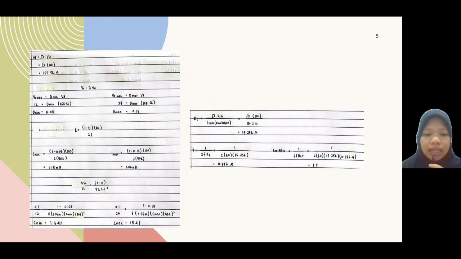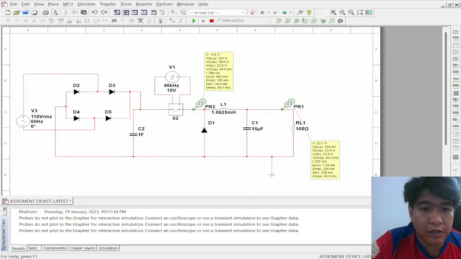Then we need to find the small r, which the formula is 1 over 2FRL. So we put all the values and we get r is 0.546 micro. Lastly, we need to find the C rectifier, which the formula is 1 over 2FRL r. So we put all the values of F, RL and r. Then we get the C rectifier is 1 farad. That's all from me. Thank you.